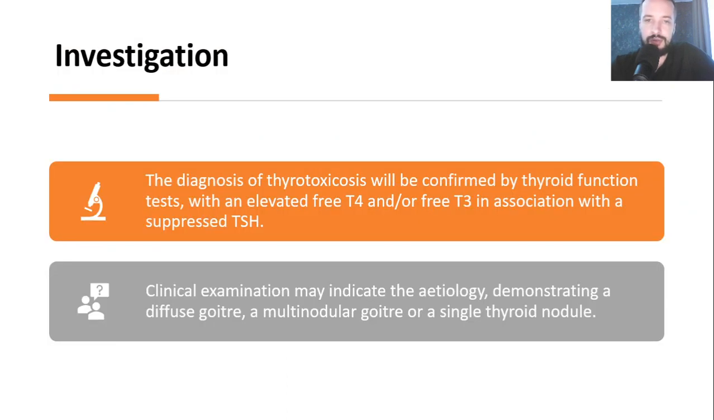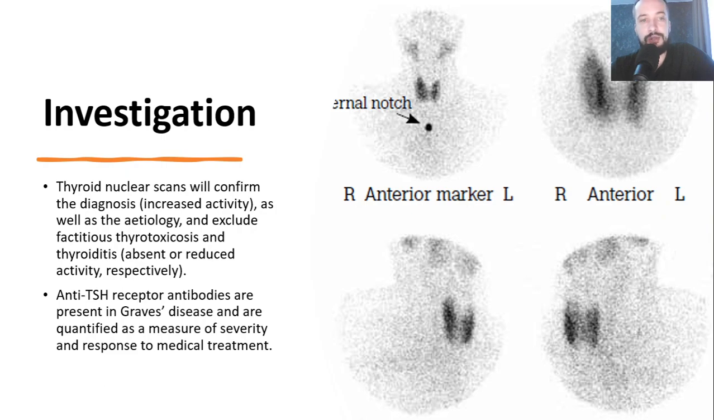The diagnosis of thyrotoxicosis will be confirmed by a thyroid function test with an elevated free T4 and/or free T3 in association with a suppressed TSH. Clinical examination may indicate the etiology, demonstrating a diffuse goiter, a multinodular goiter, or a single thyroid nodule. Thyroid nuclear scans will confirm the diagnosis as well as the etiology and exclude factitious thyrotoxicosis and thyroiditis. Anti-TSH receptor antibodies are present in Graves' disease and are quantified as a measure of severity and response to medical treatment.